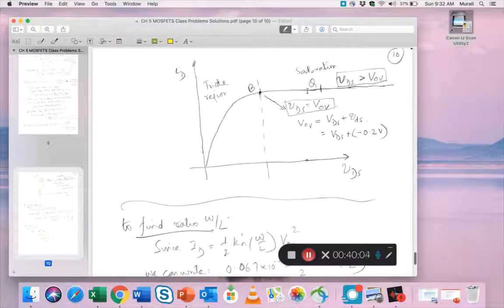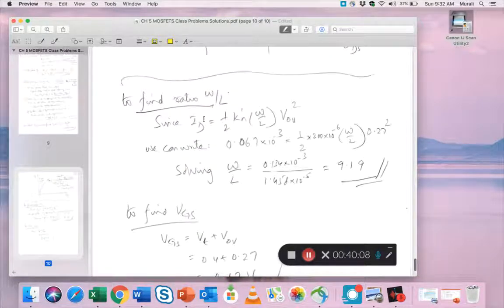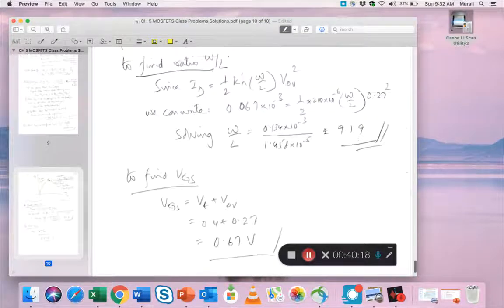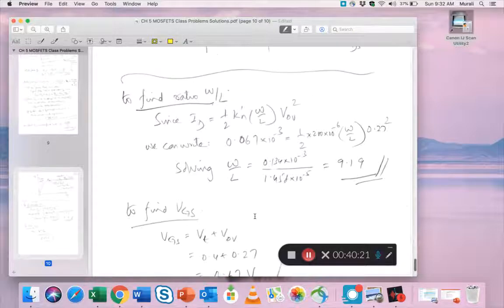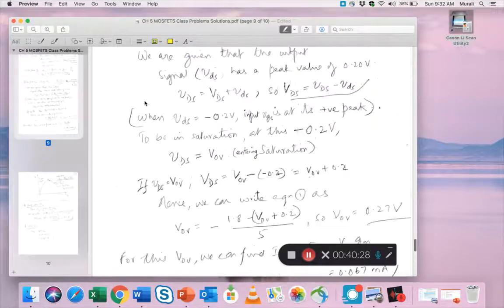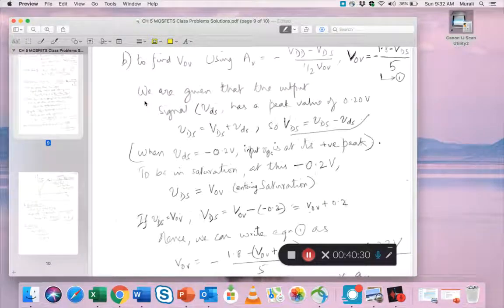I've tried to explain some of my thinking here, so hopefully that helps you. And then to find the ratio W by L, I use another straightforward formula. And then to find VGS, I use another formula. Okay, so W by L comes out to be 9.19 and VGS comes out to be 0.61. So hopefully this was helpful. This is another way to use to determine the signal swing.